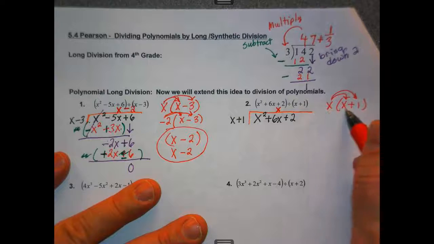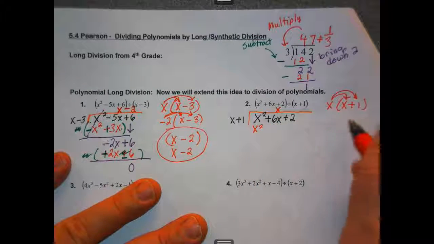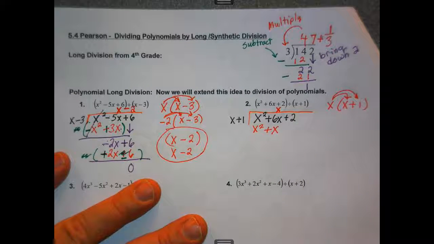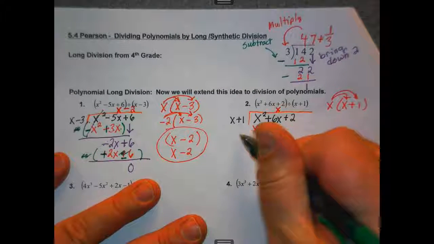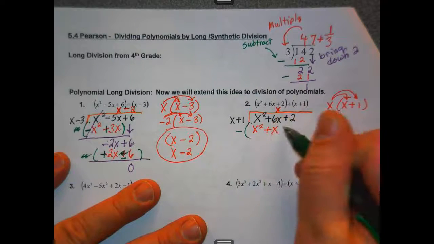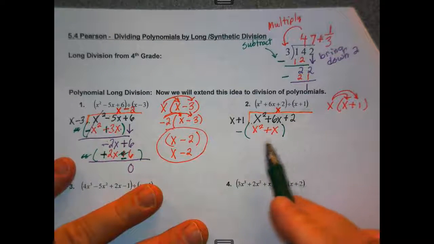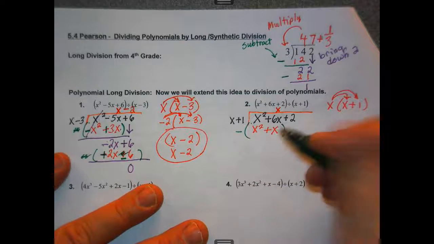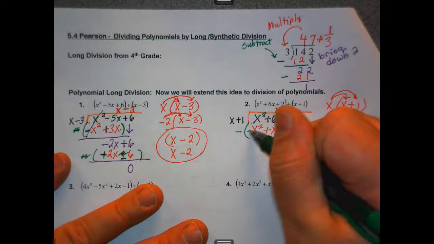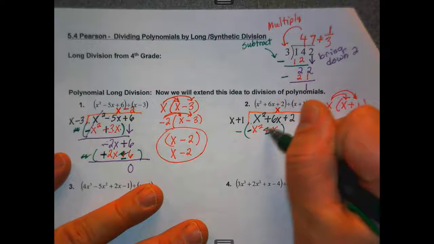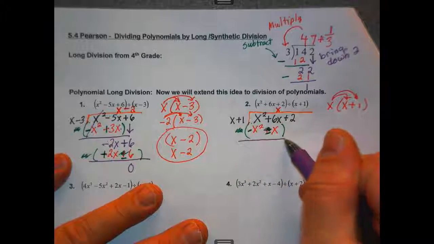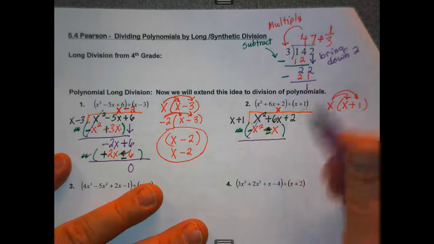Okay, so I get x squared plus 1x. Then I'm going to subtract the entire quantity. Now, if you don't want to switch the signs, it's okay. Just remember to do it in your head. This becomes negative x squared. This becomes negative x. So this goes away. Combine the like terms. These cancel to 0.